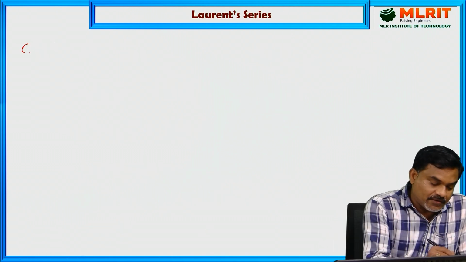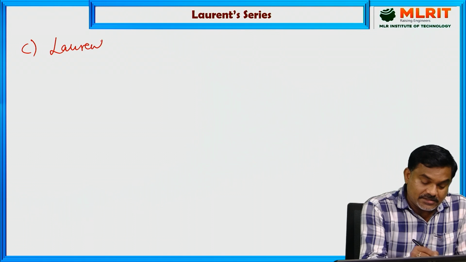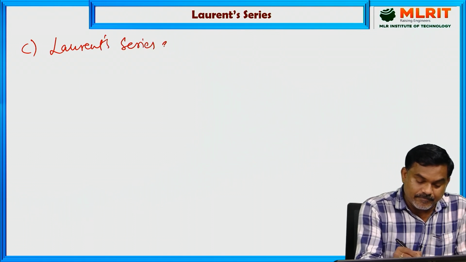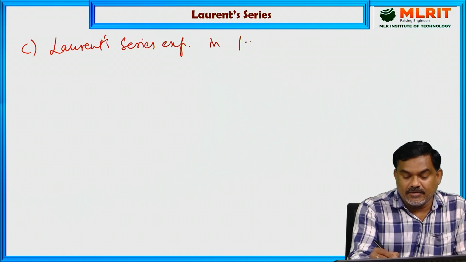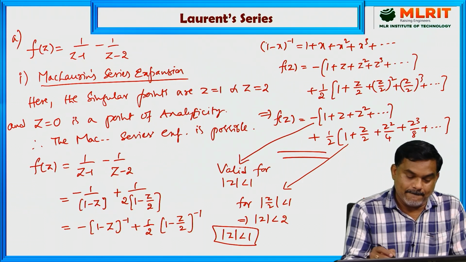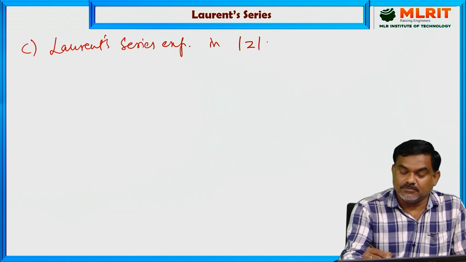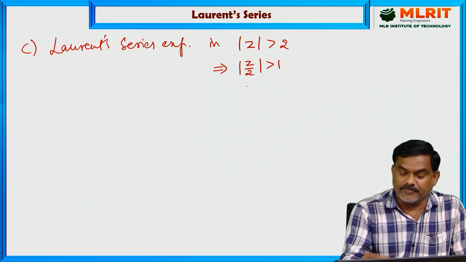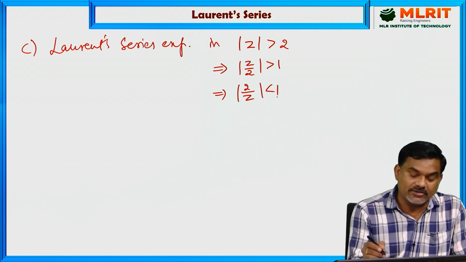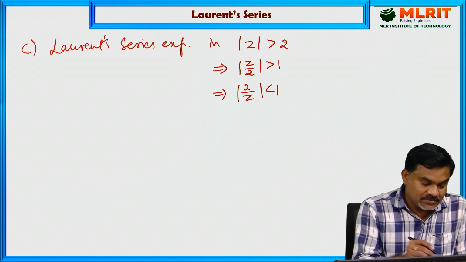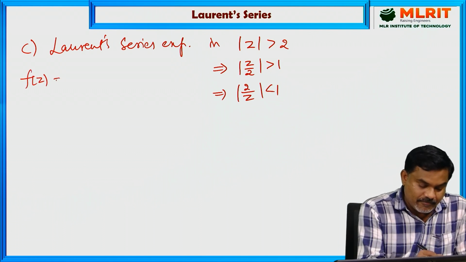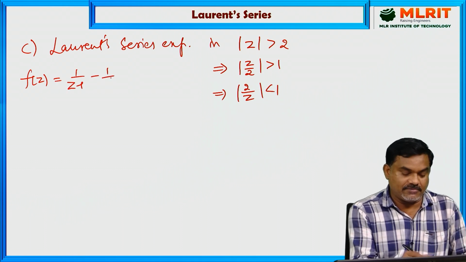And coming to the third one, we need to find the Laurent series expansion in the region mod z greater than 2. Mod z greater than 2. So, that implies mod z by 2 greater than 1. So, mod 2 by z is less than 1, and we try to get those 2 by z terms in the expansion. So, what is the given f of z? 1 by z minus 1 minus 1 by z minus 2.